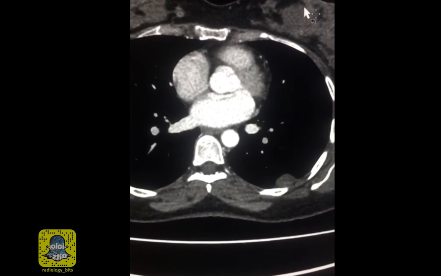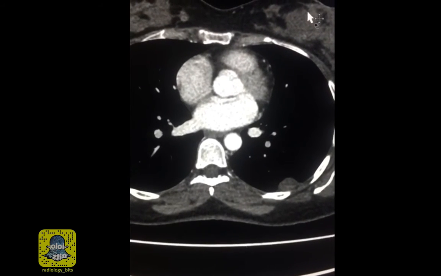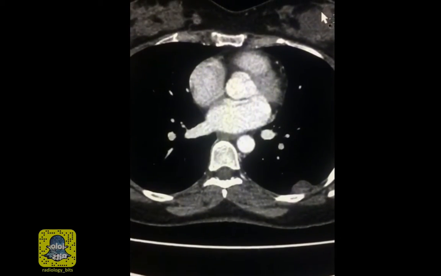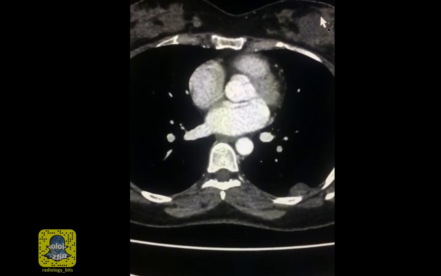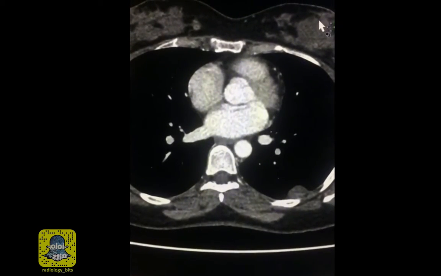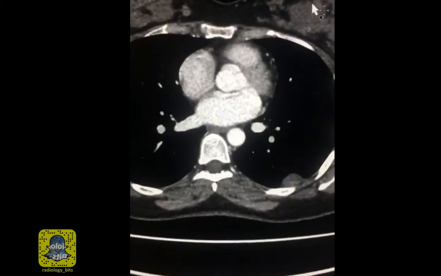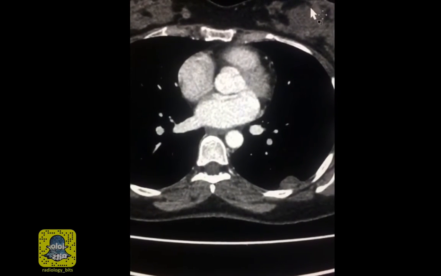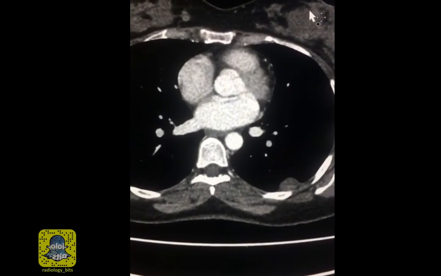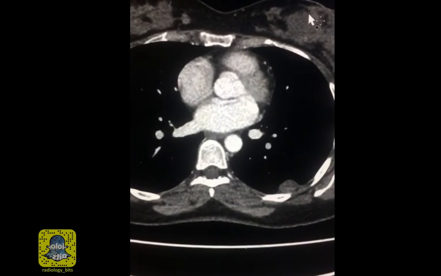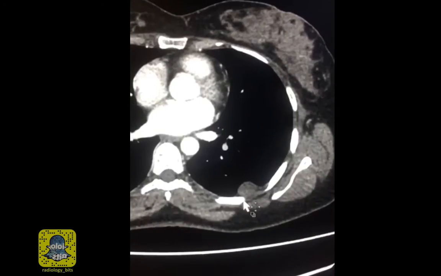Finally, CT is a good way to go to evaluate such an abnormality. Assess for the density of the lesion, the well definition, lack of aggressive features, and the location. And remember, one of the differential diagnoses of an intercostal space lesion is a schwannoma of the intercostal nerve.